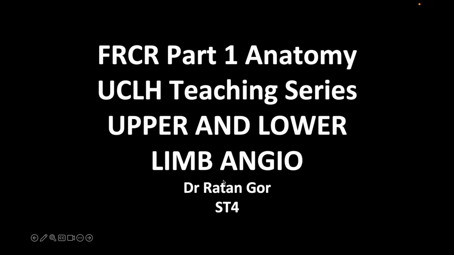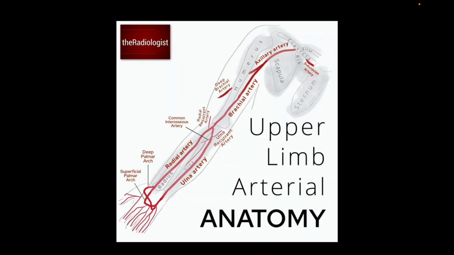I'm going to talk about the upper and lower limb veins and arteries. We'll start with the upper limb anatomy. These are the main arterial vessels that you need to know.